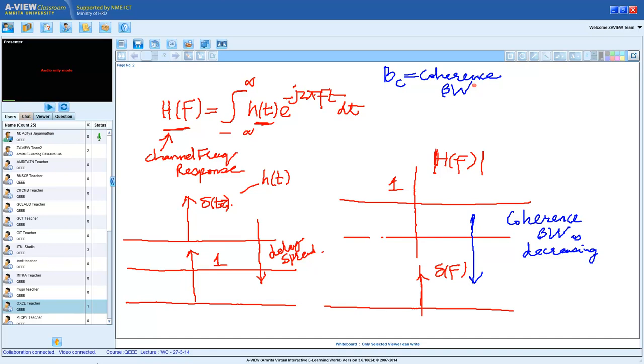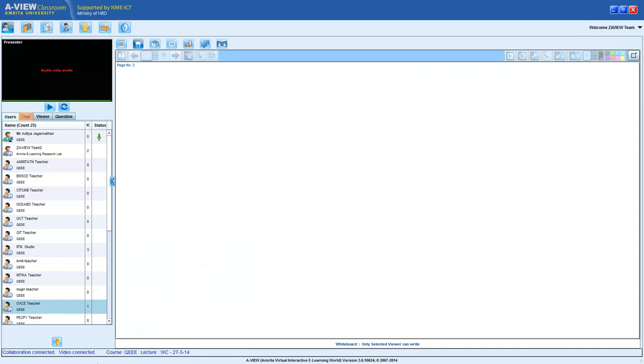Yeah, what we said is basically the frequency response of the channel. The range over which the channel response is flat, approximately flat, is known as the coherence bandwidth Bc. Coherence bandwidth Bc is the range over which the channel response is flat.